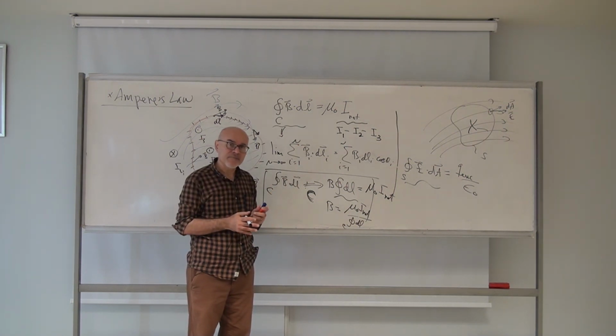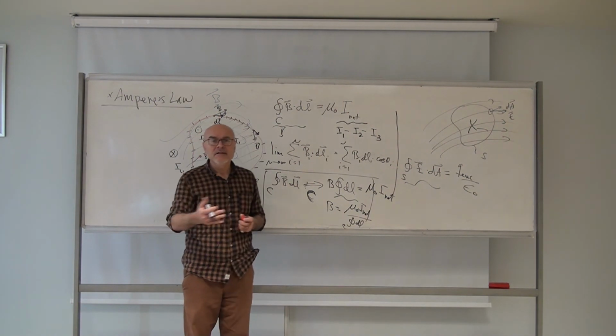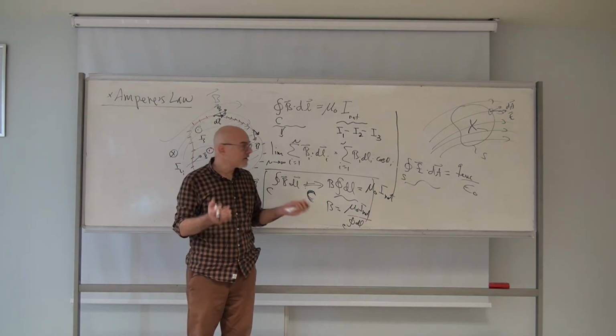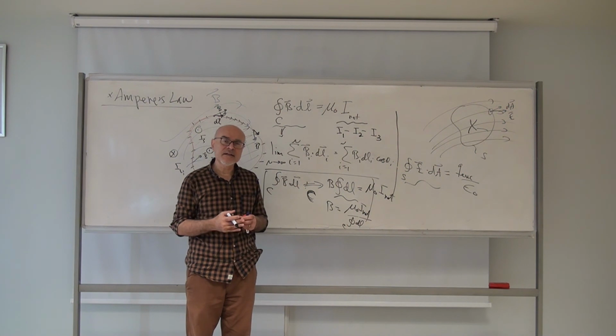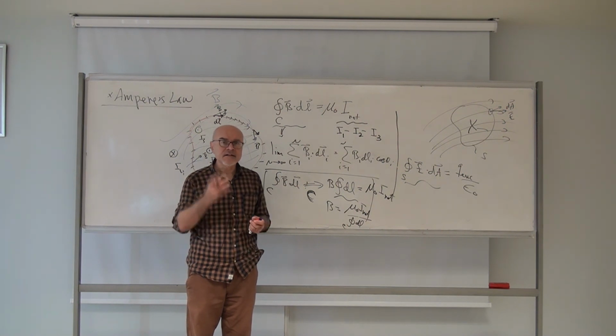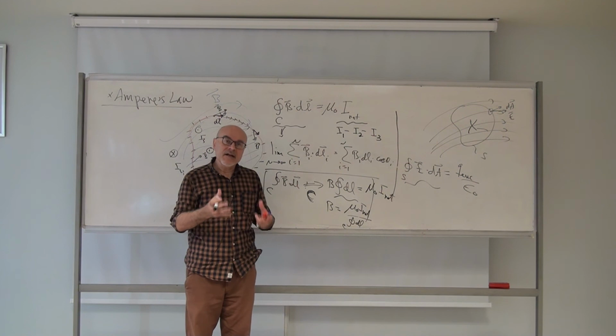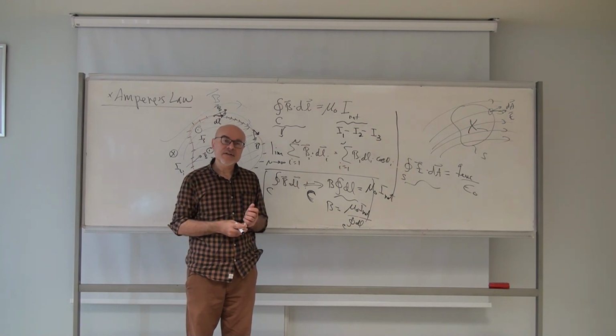Now, I will apply this to finding the magnetic field for some current distributions where I have this symmetry.